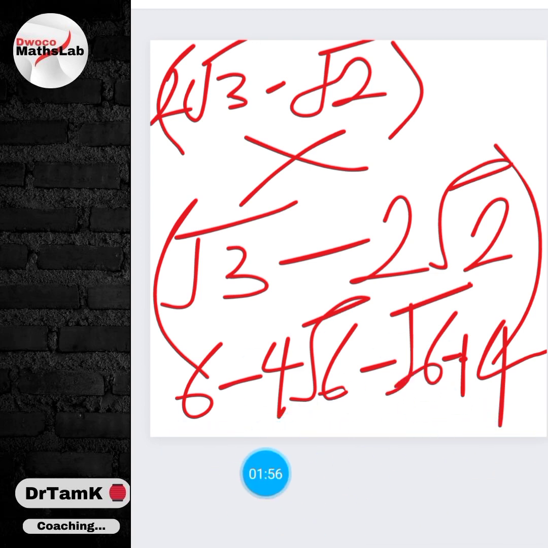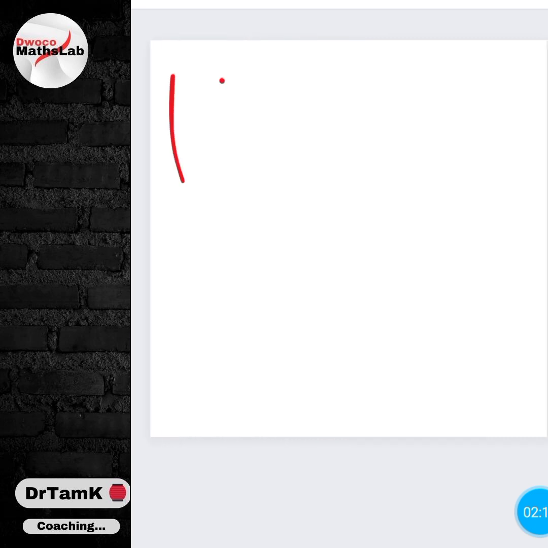So let's clear this quickly. Now, minus 4 root 6 minus root 6 is going to give us, with the invisible 1 that is there, minus 5 root 6. 6 plus 4 is 10. So I'm going to get 10 minus 5 root 6.